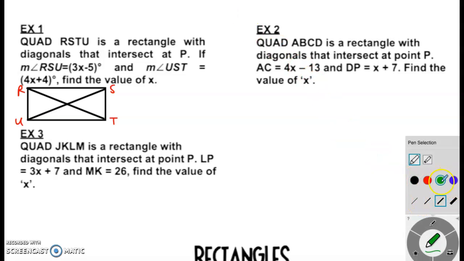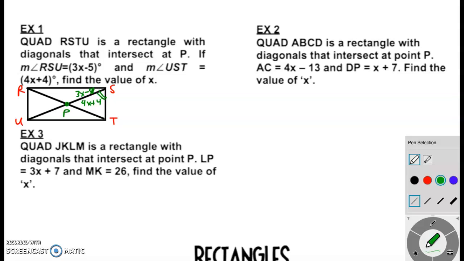So let me go ahead and get this. Okay. So if the measure of RSU, so that's this here, is 3x minus 5, and UST, so that's this guy, is 4x plus 4. Find the value of x.